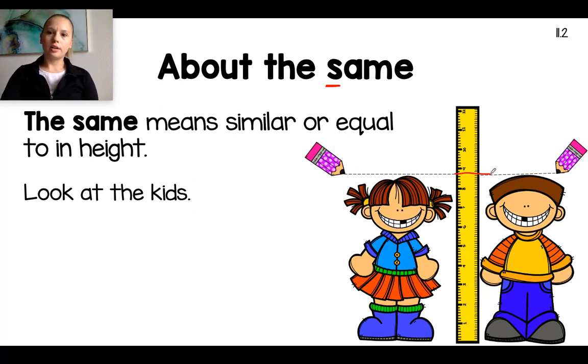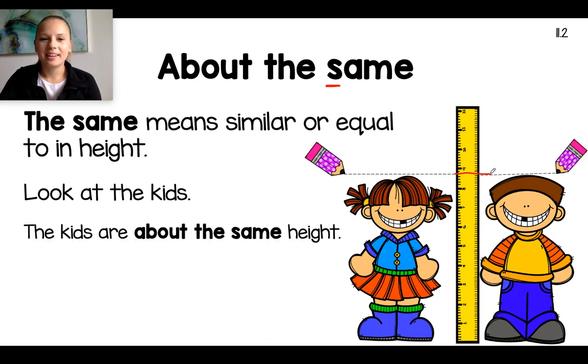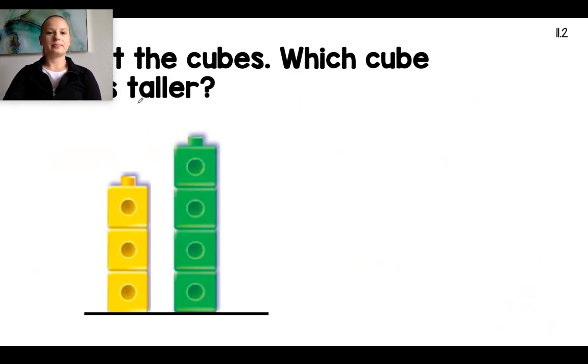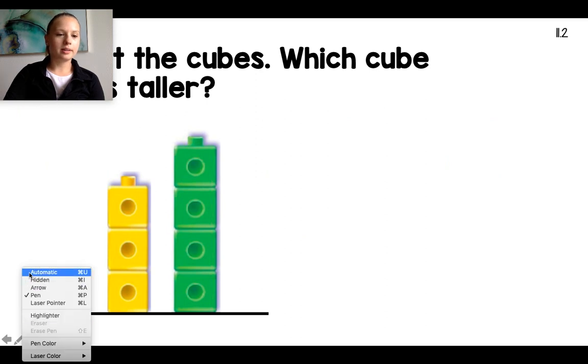Who's taller? I don't really see one taller. Who's shorter? I don't really see one shorter, so they must be what? The kids are about the same height. Good. Let's practice comparing heights. I'm going to move out of the way.